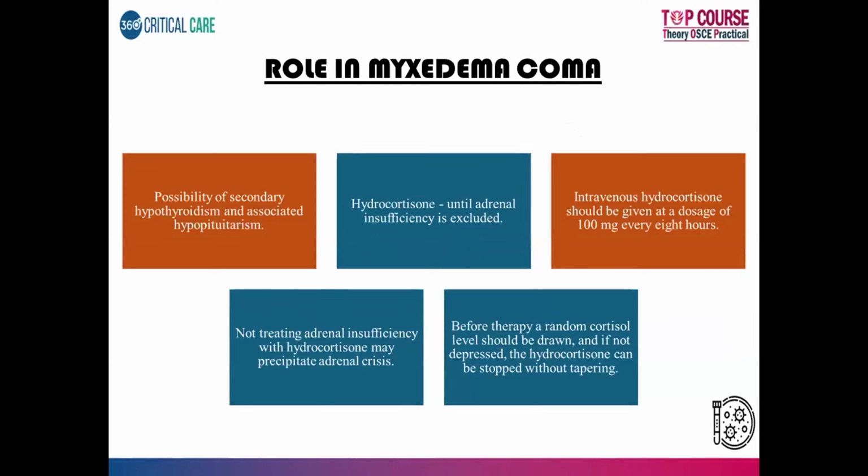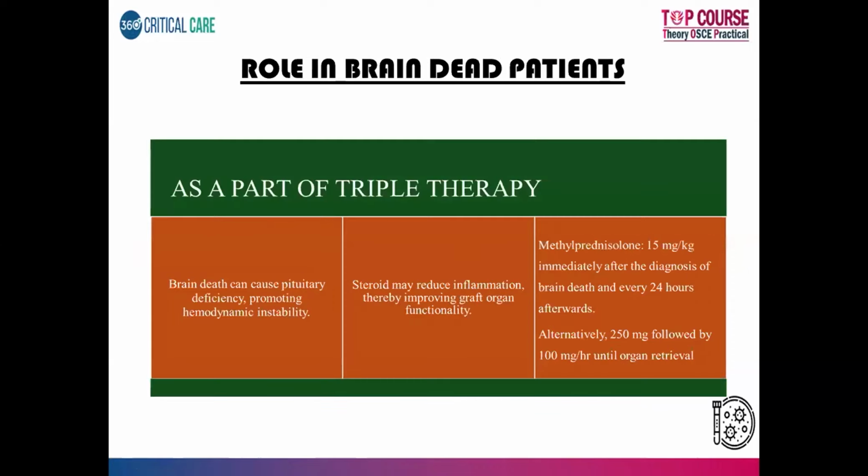Now, what is the role in myxedema coma? The possibility of secondary hypothyroidism and associated hypopituitarism is most commonly seen in myxedema coma. So, hydrocortisone should be given until the adrenal insufficiency is excluded, at the same dose of 100 mg every 6 to 8 hourly. Not treating the adrenal insufficiency with hydrocortisone may precipitate an adrenal crisis. That's why you need to treat these patients with hydrocortisone. Before therapy, a random cortisol level should be drawn, and if not depressed, the hydrocortisone can be stopped without tapering.